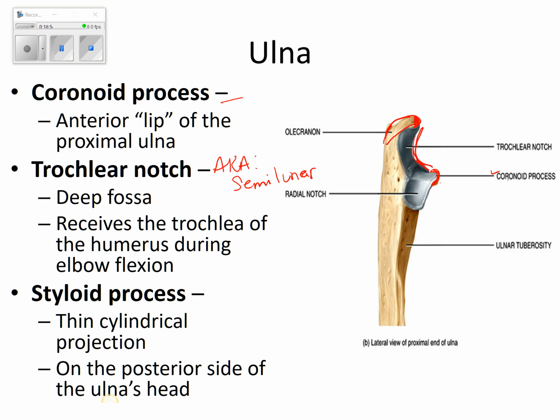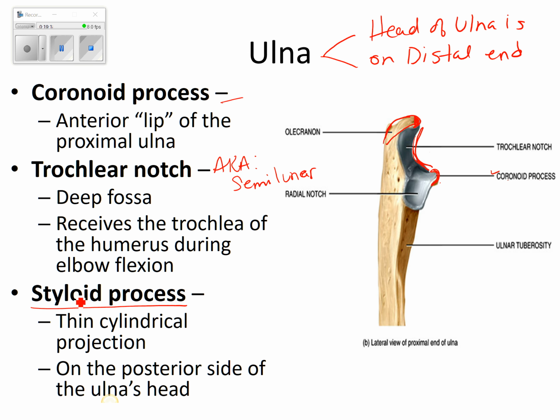One thing to go back, because I'll go over the styloid process in just a second: with the ulna, the head of the ulna is on the distal end, whereas with most bones, the head is going to be proximal. So the head of the ulna is on the distal end. Below it, you have the styloid process, which is a thin cylindrical projection on the posterior side of the ulna's head.